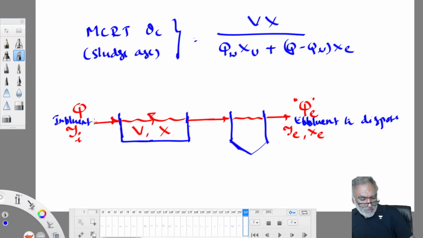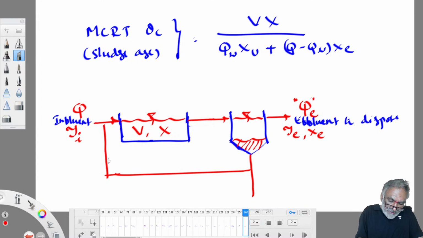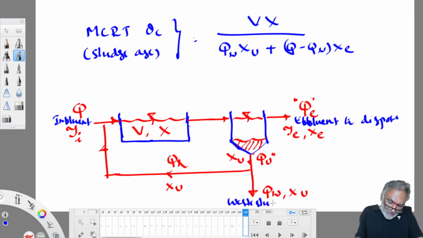Influent we apply here: Q amount of influent with Yi BOD. Volume of aeration tank V. X is MLSS in the aeration tank. Mixed liquor suspended solids are nothing but microorganisms. So these microorganisms settle down here. A portion of the microorganisms that settle down is taken back to the process, recycled here. Q amount of underflow with concentration of organisms XU. Out of that, QR amount is recycled with concentration XU. The remaining QW amount will go to treatment. This is waste sludge to disposal.